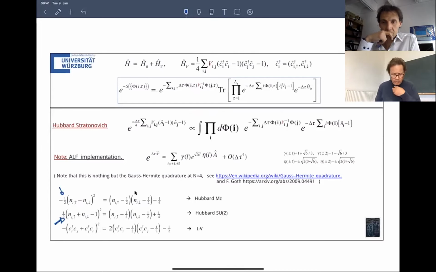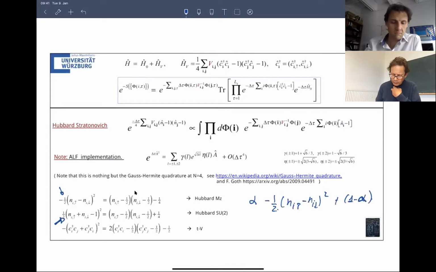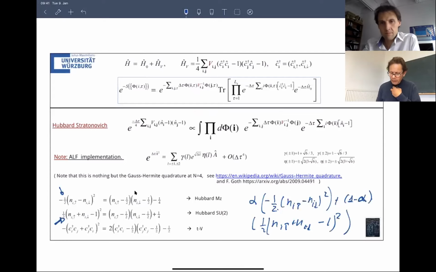What you could also do, which may have some advantages in different contexts, is combine them. You could have an alpha times 1/2 (n_i up minus n_i down) squared, plus 1 minus alpha times, for the charge, 1/2 (n_i up plus n_i down minus 1) squared. That would be a possibility. You could program this and show that your result should be alpha independent, and it will be alpha independent unless there's a bug.